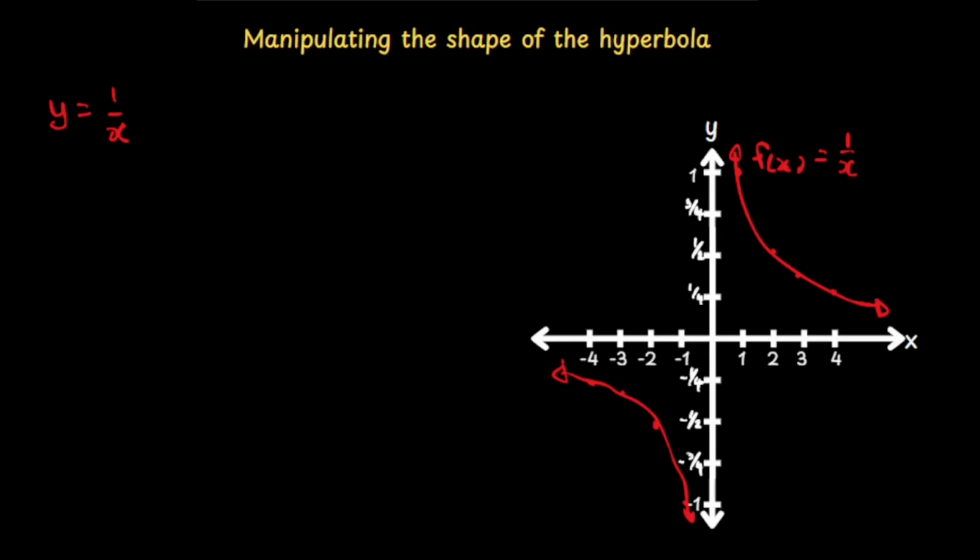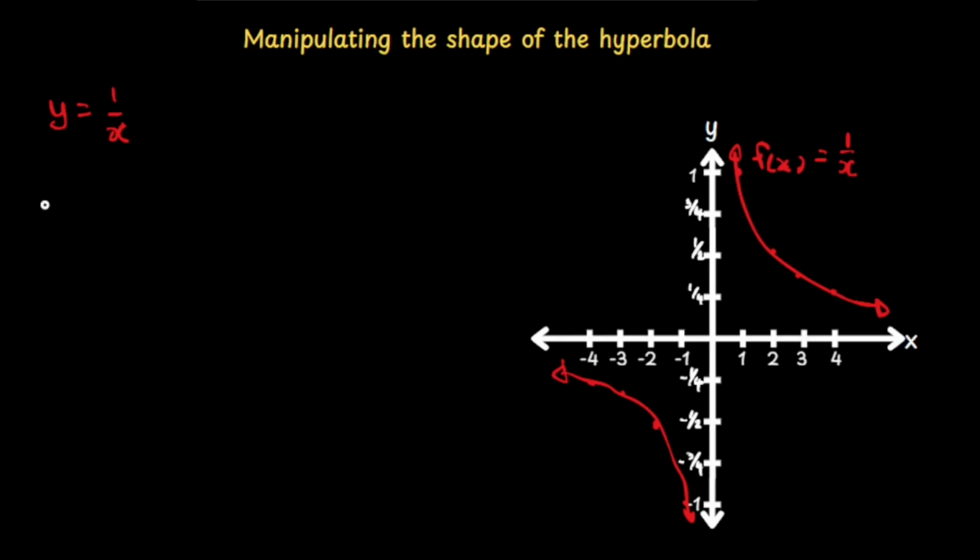In this video, we will be looking at manipulating the shape of the natural hyperbola. Now, what you guys can see on the screen right now is the sketch of the natural hyperbola, which has the equation y is equal to 1 over x. My question to you guys is, what would happen if instead of saying 1 over x, I said negative 1 over x? Now, in order to understand what would happen, I want you guys to have a look at what I'm about to do right now.